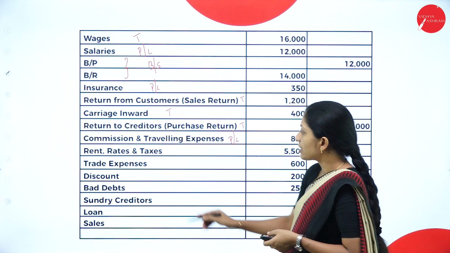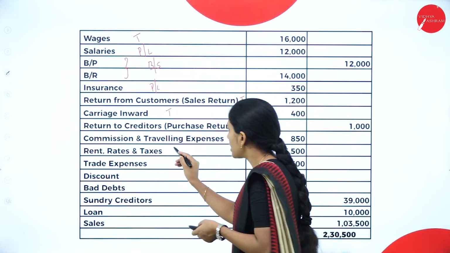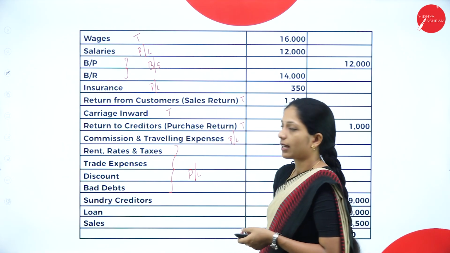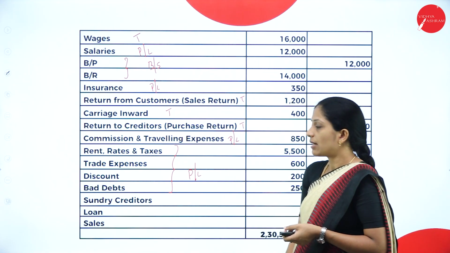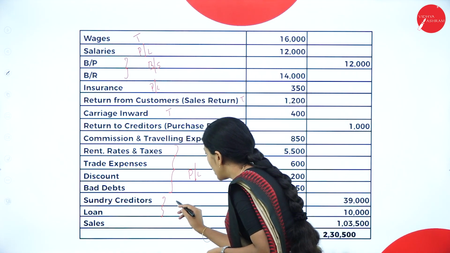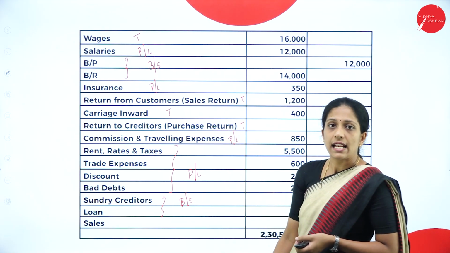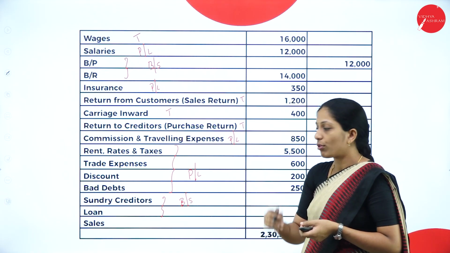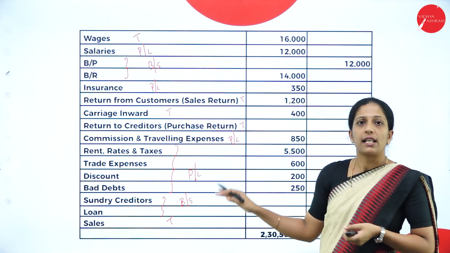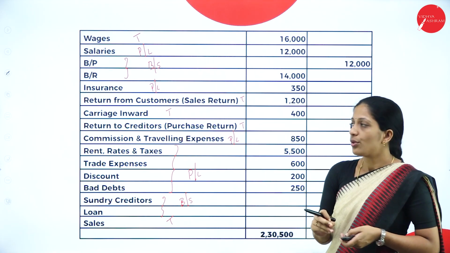Rent rates and taxes, trade expenses, discount, bad debts, so all these come under where? In your P&L account, profit and loss account. Okay, next we have sundry creditors and loan. So these two are what? Liability. So you have to record in the balance sheet. Next, sales they have given. So you have to record in your trading account, that is on the credit side. So hope you're clear about where each and every account has to be recorded in your solution.